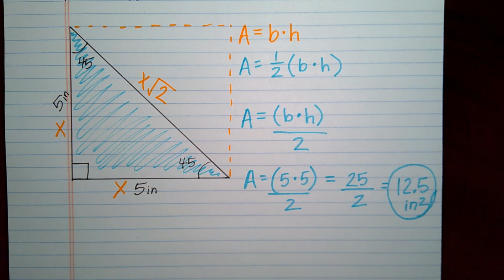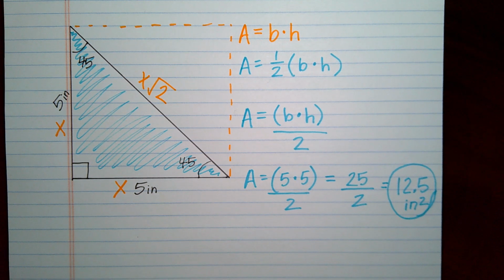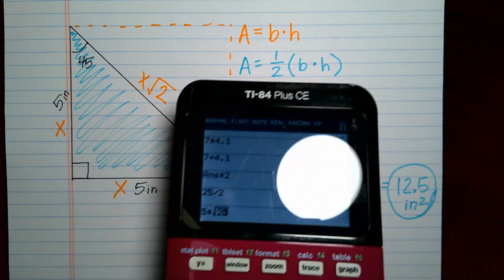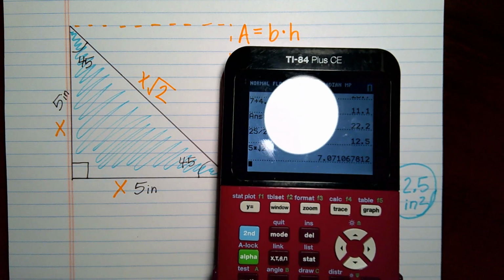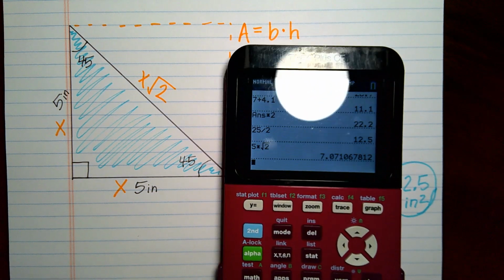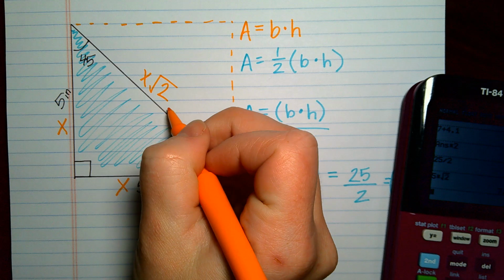Yes. Is it on the 7.07? Let me see. I think it is. So we know that X is 5. So we're just going to do 5 times radical 2. And yep, 7.07. That's going to be the missing side length.